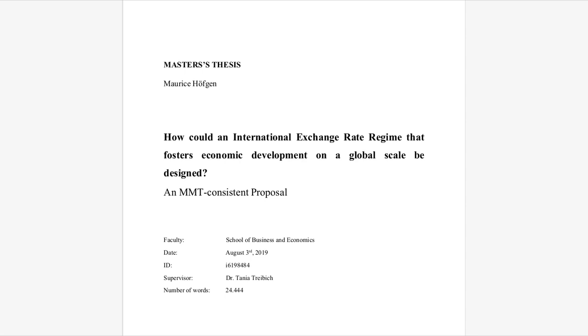I'm following so far, but this is where I get a little lost. How would they actually determine what those target exchange rates should be? What's the rule in this rule-based system? The core principle is purchasing power parity, which Höfgen calls the PPP path.